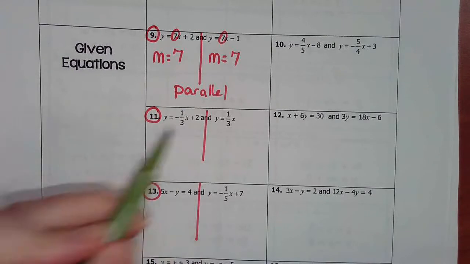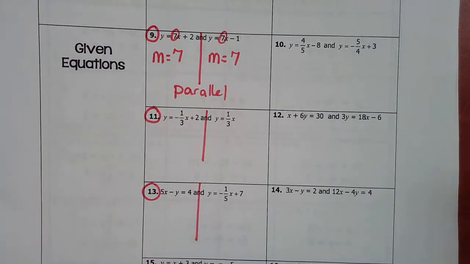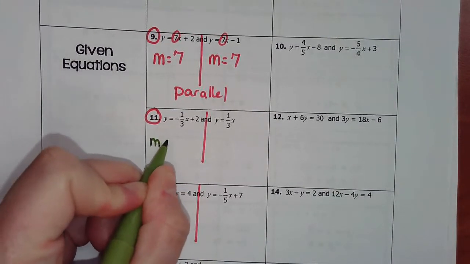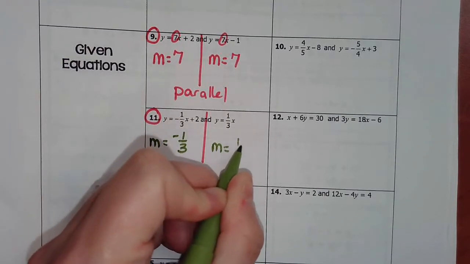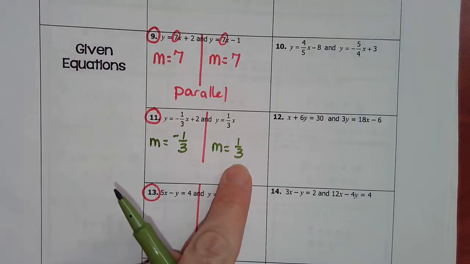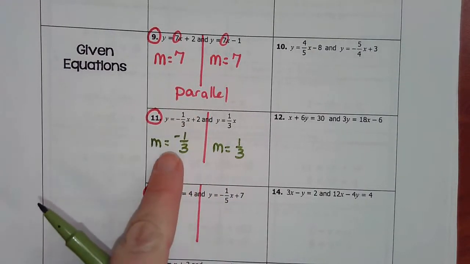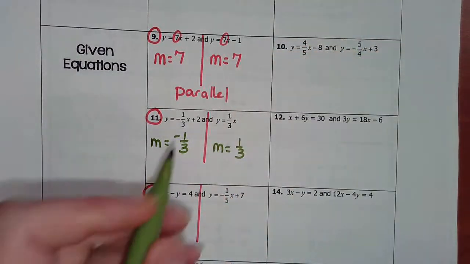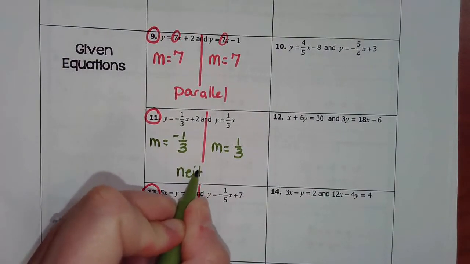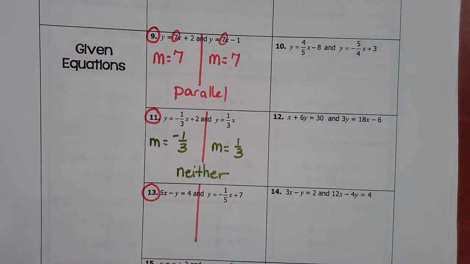Both of these are also already in slope-intercept form. This line has a slope of -1/3. This line has a slope of 1/3. So they're not exactly the same, so they're not parallel. They are opposite signs, but they are not reciprocals, meaning that they're not flipped from each other. So this would be an example of a neither, because they're not reciprocals, but they're also not equal. So that would be an example of neither.